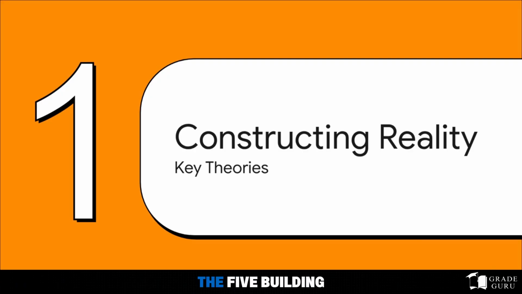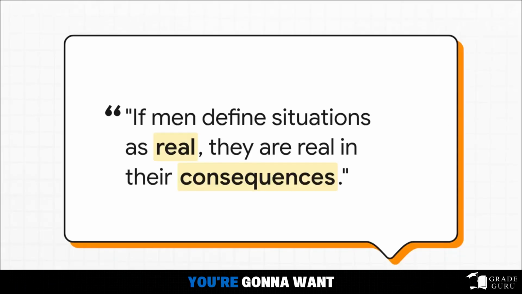Okay, so we've got the 5 building blocks of culture. Now for the really cool part. How did these things actually come together to construct the reality we live in? You're going to want to memorize this next one. It's called the Thomas Theorem, and the quote is, "If men define situations as real, they are real in their consequences." What that means is that what we believe to be true has very real objective results, even if our belief is based on something false.